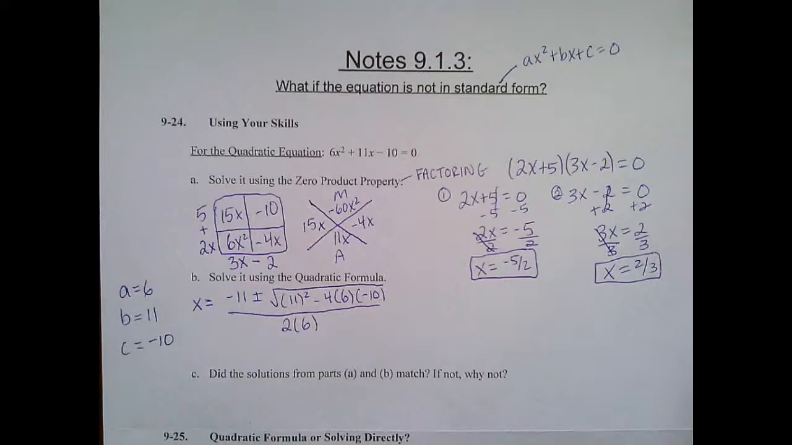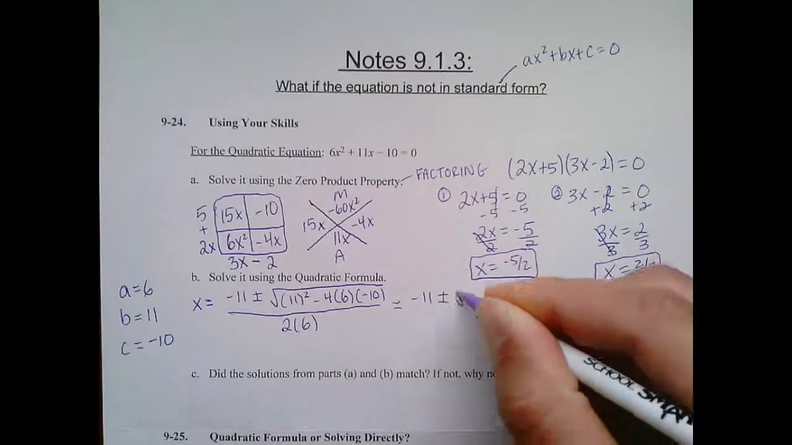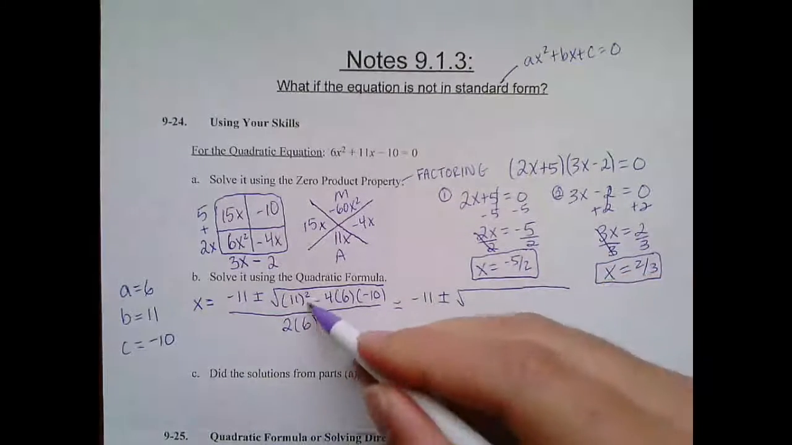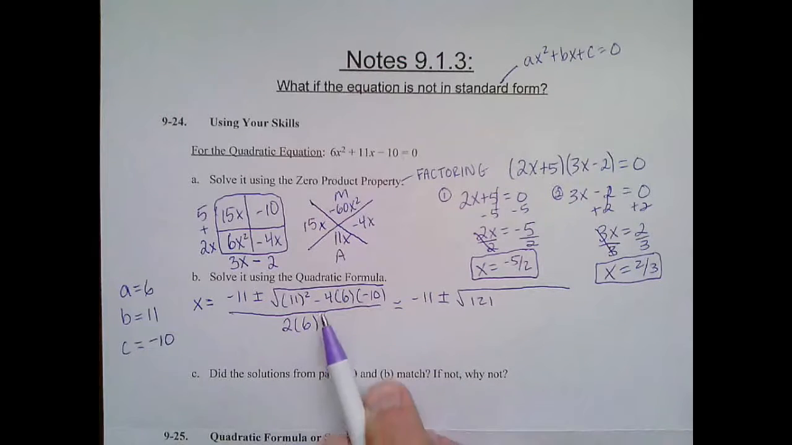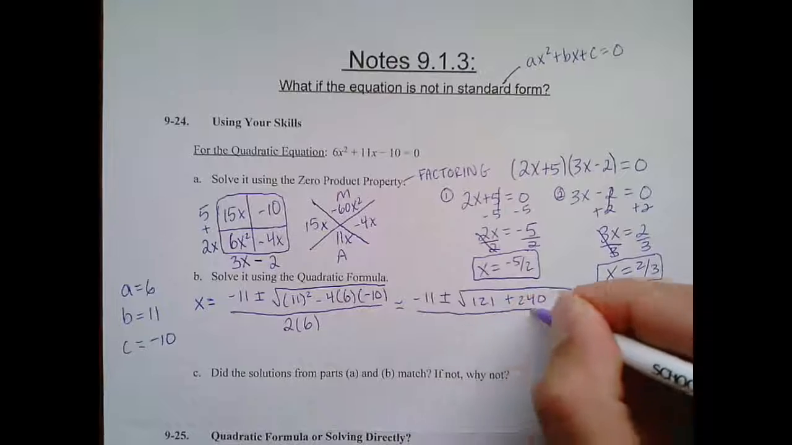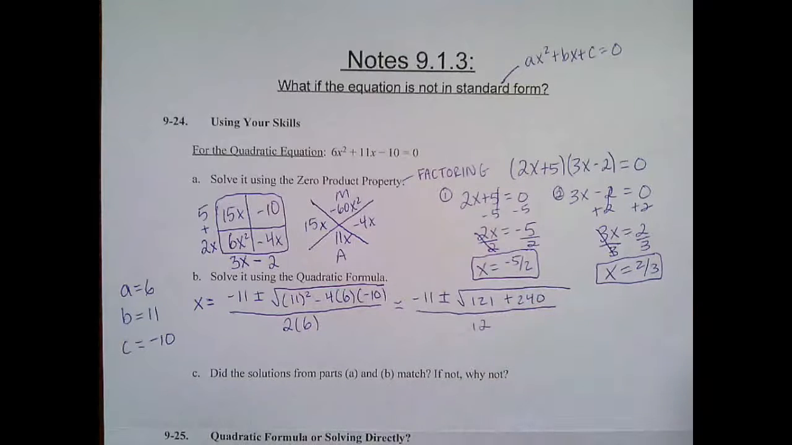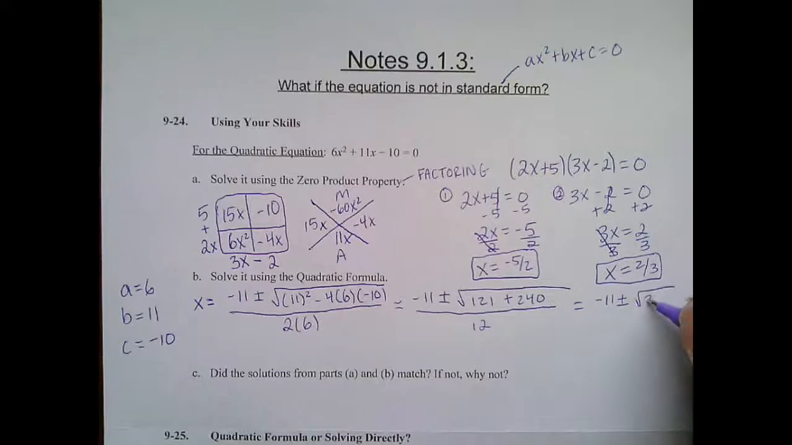All right, guys, let's simplify it and see what happens. So then I have negative 11 plus minus, big square root. What is 11 squared, or 11 times 11? It's 121. Negative 4 times 6 is negative 24. Negative 24 times negative 10 is positive 240. All over 2 times 6, which is 12. All right, simplify a little bit more. Negative 11 plus minus, what's 121 plus 240? It's 361, all over 12.